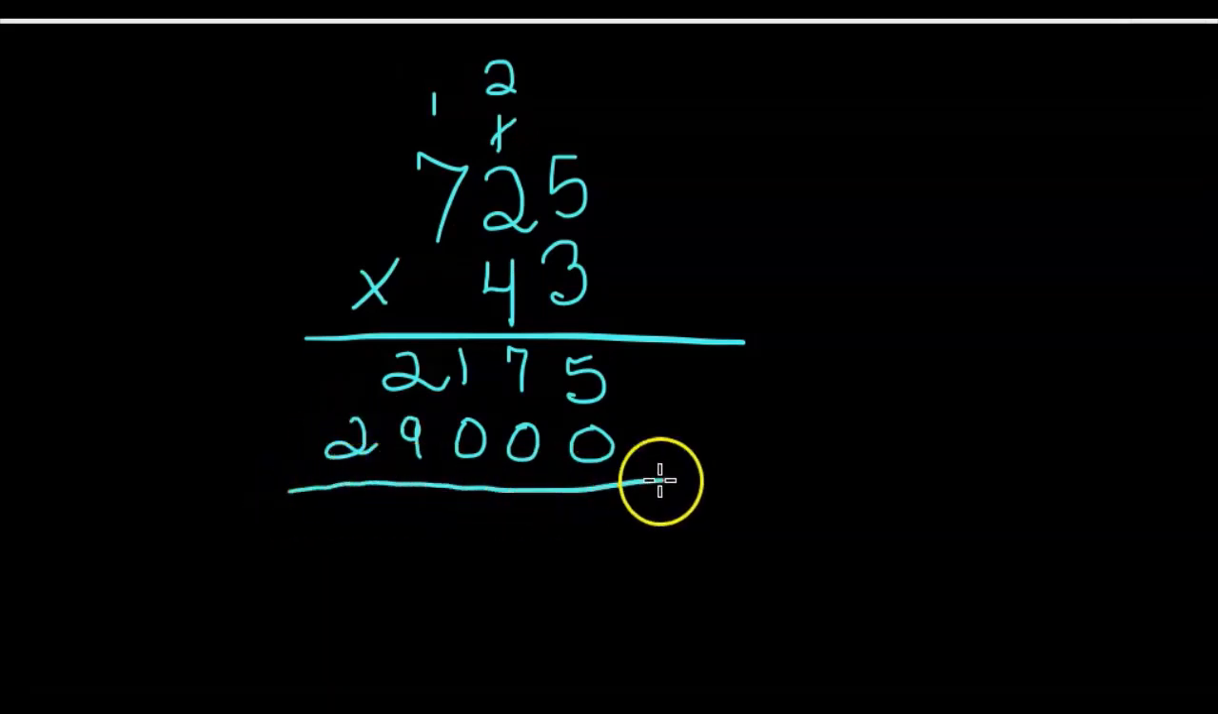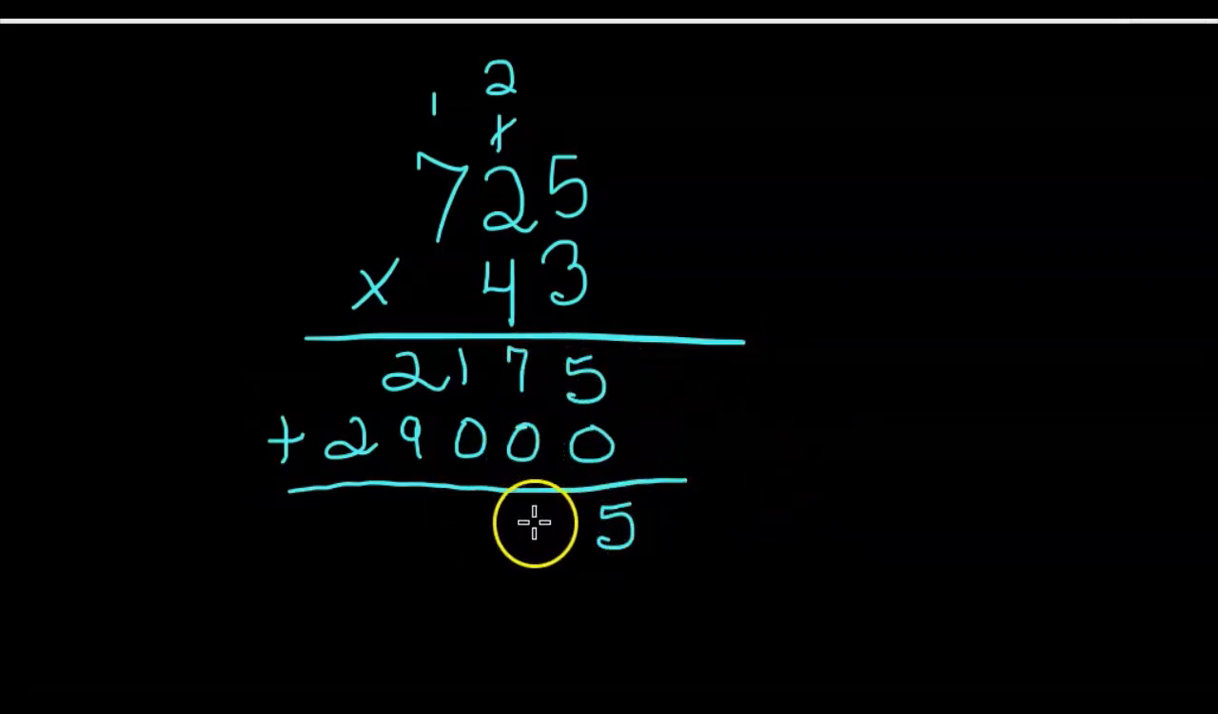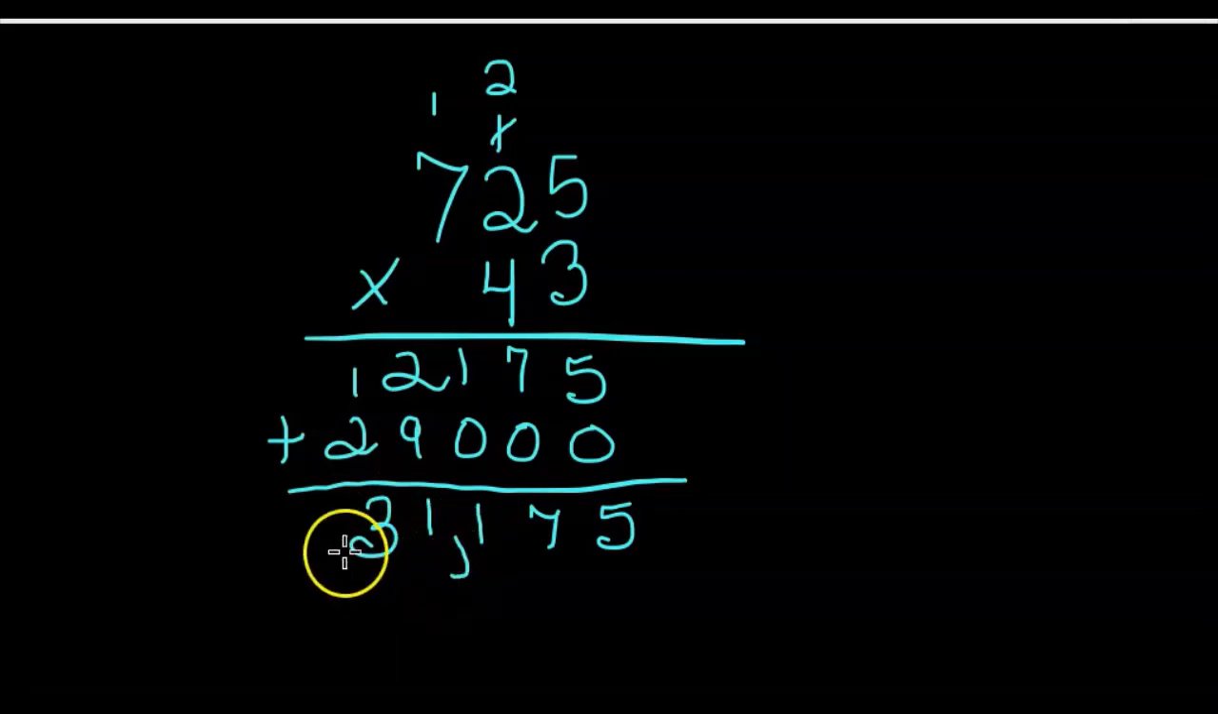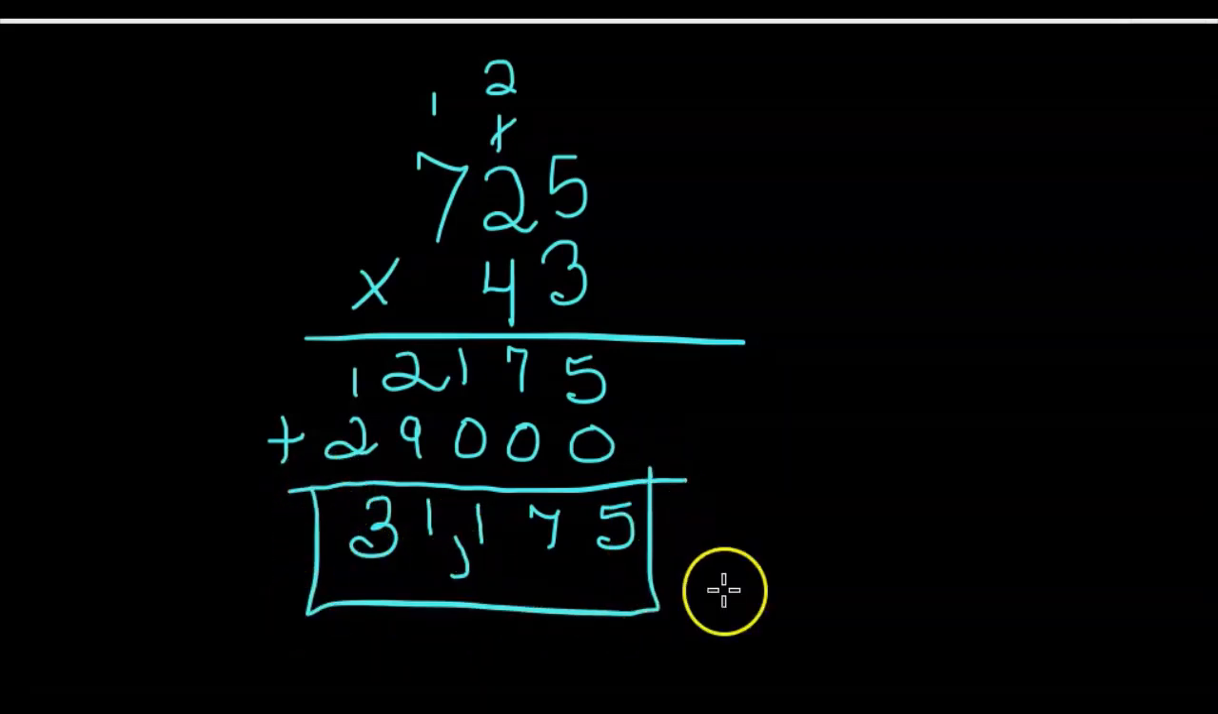Okay, here, what do we do here? We add. All right, so 5 plus 0 would just give me 5. 7 plus 0 is 7. 1 plus 0 is 1. 9 plus 2 is 11. Carry my 1. 2 plus 1 is 3. All right, so that would be my answer there. Just take your time on those.